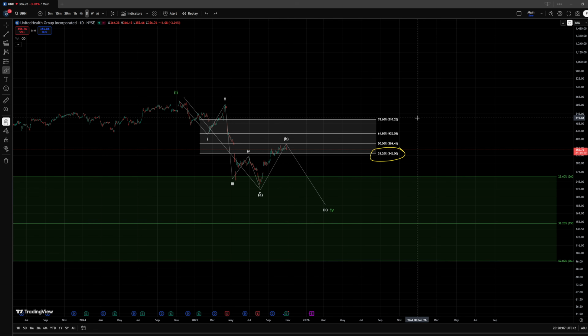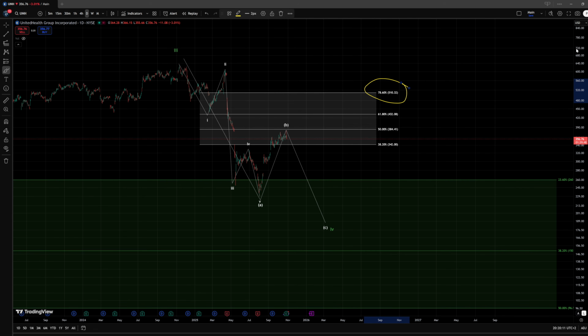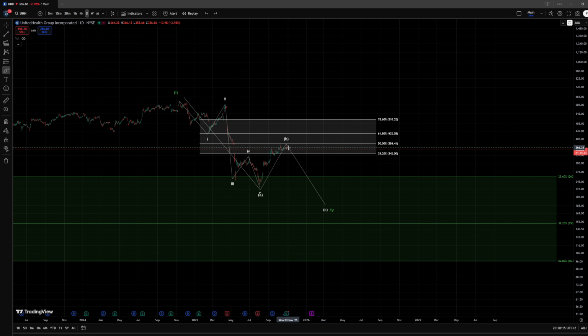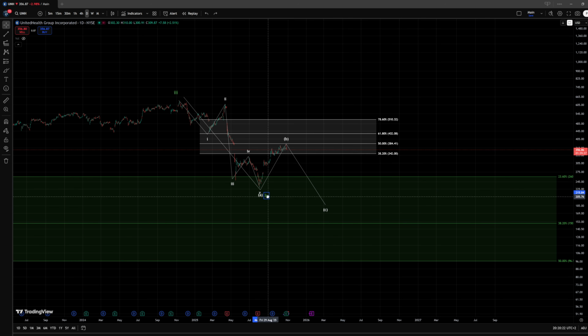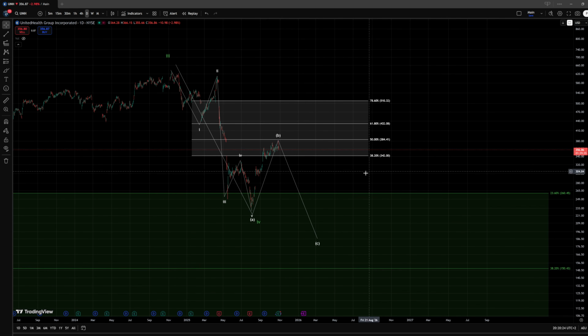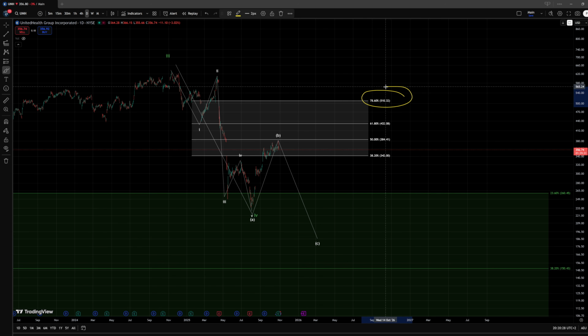And as long as we hold this area of resistance, as long as we stay below the $510 level, we can with high likelihood still expect an additional leg down to the downside in a wave C. Now there is of course the possibility that we have already bottomed, but as long as we don't break this resistance level, I am preferring another low.